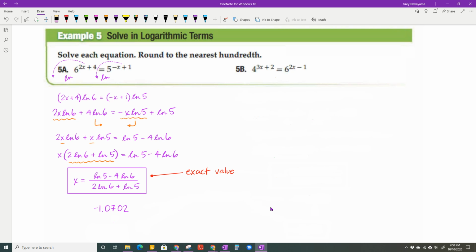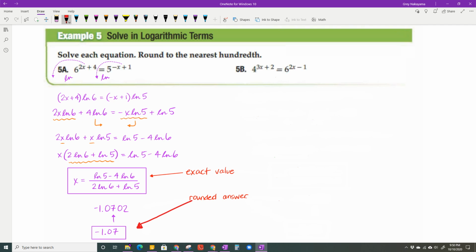The directions do say round to the nearest hundredth, which is where my 7 is. So this would become negative 1.07, and that would be the rounded answer. I knew that was going to happen. Try that again. Okay. Well, I missed it. This guy is the rounded answer. Okay.